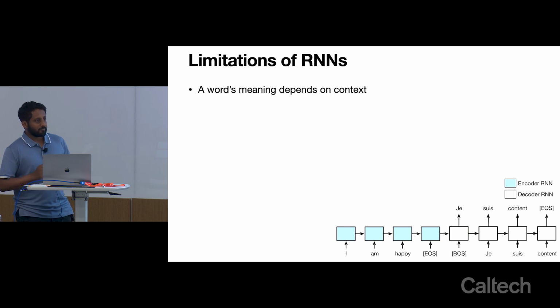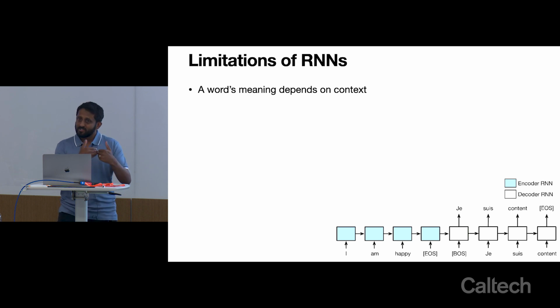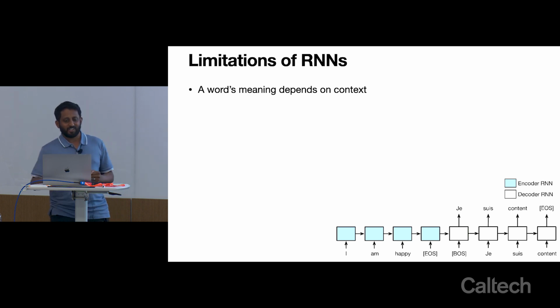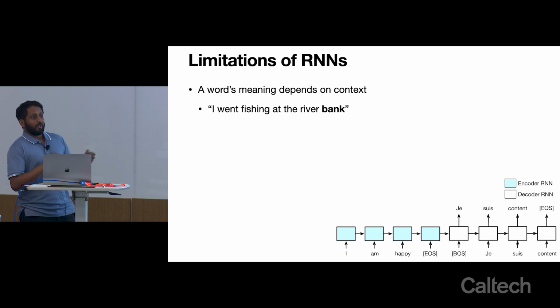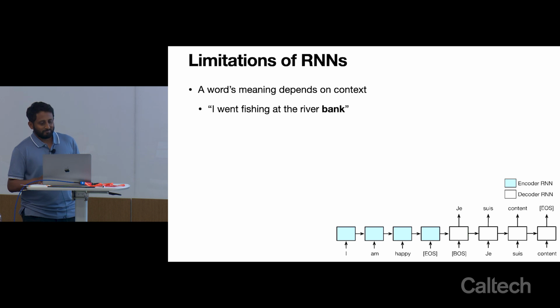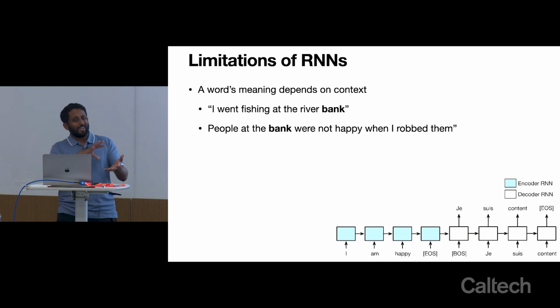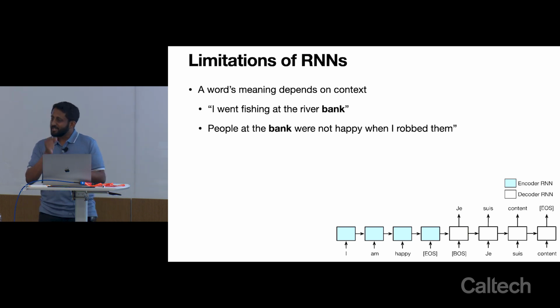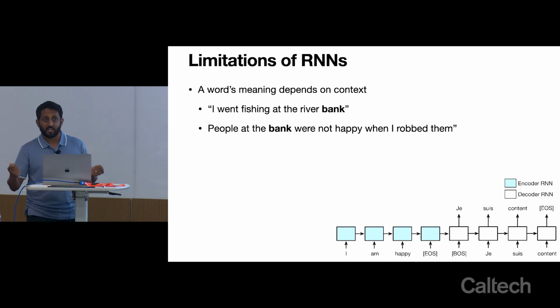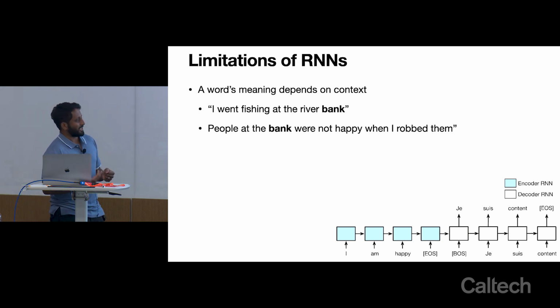So think about language modeling. A word's meaning depends on the context that word is in, right? A word's meaning is not divorced from the context. So here's a very simple example. I went fishing at the riverbank. Okay, the word bank there has a very specific meaning. You're imagining the side of a river. People at the bank were not happy when I robbed them. All right, now bank has a very different meaning, right? And you can't get that just from the word in isolation. You have to consider the context. And the context here is, well, if you rob a bank, it's probably not the river thing. It's probably a place where we store money.